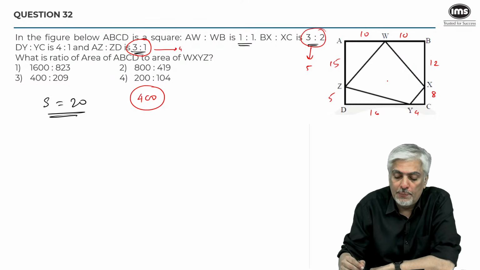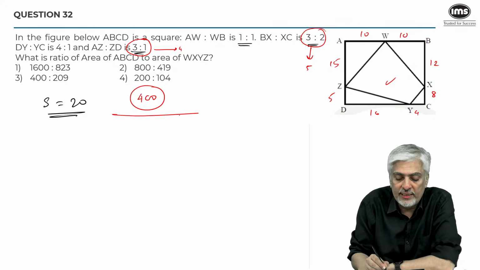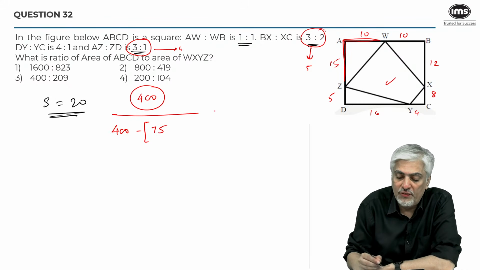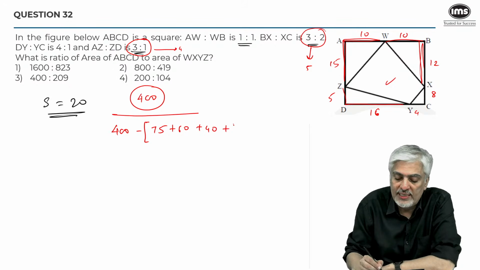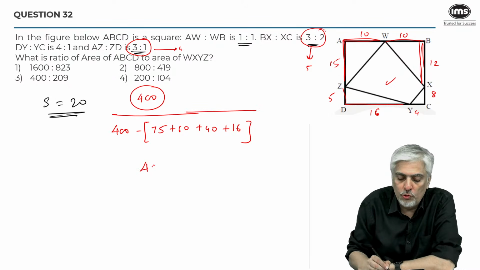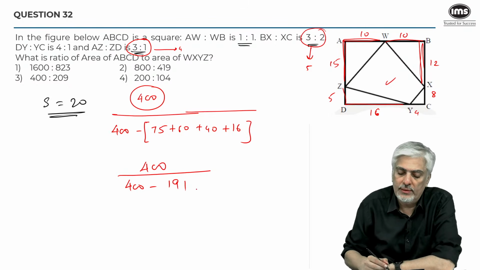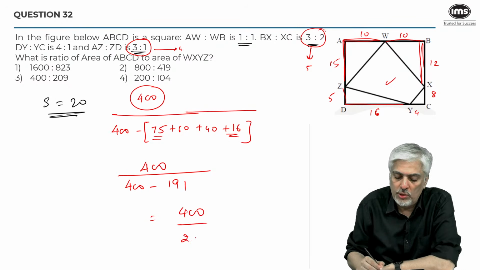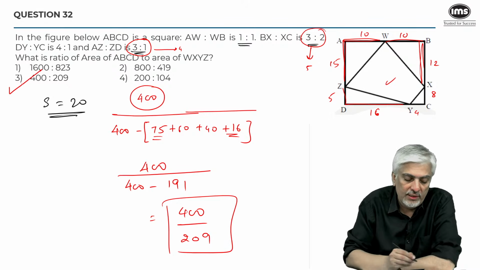And the area of this part will be, subtract from 400 all the other parts. So 400 minus each area, 15 and 10: half into 15 into 10 will be 75. 10 and 12 will be 60. 5 and 16 will be 40. And 8 and 4 will be 16. So 400 upon 400 minus 191, right? 75 plus 16 is 91, yeah. So 400 upon 209, and that's my answer, which is the third option.